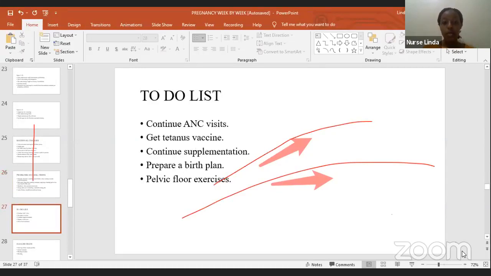Now we move on to the things that she needs to do. She needs to continue her ANC visits. In the past, WHO used to have 4 antenatal visits, but currently it's at least 8 visits, okay? That means that the woman needs to attend ANC once every month of the pregnancy. I hope we are together.